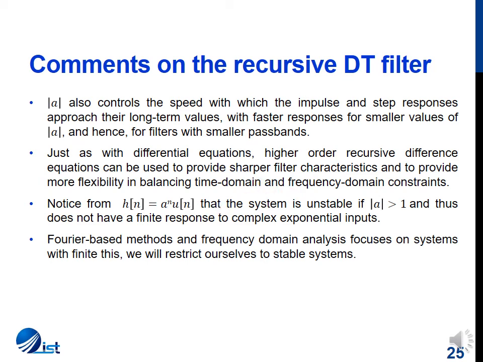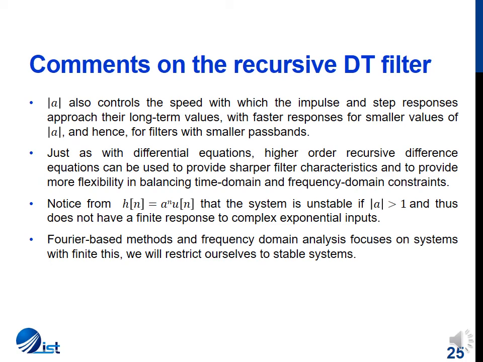And finally, we can notice that for the situation x of n is equal to h of n is equal to a^n u of n, the system is unstable if the value of a is greater than 1, because now we have a rising exponential. Since the system is unstable, it will not have a finite response to complex exponential inputs. Since Fourier based analysis techniques focus on stable systems, we will not analyze such a system and will restrict ourselves to stable systems only.